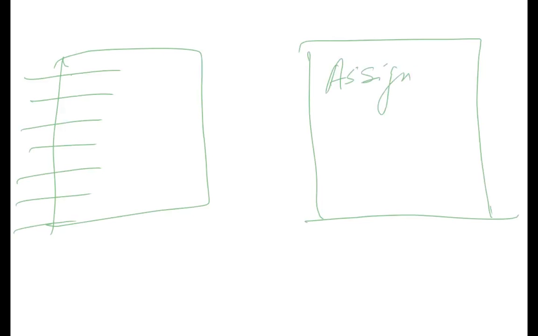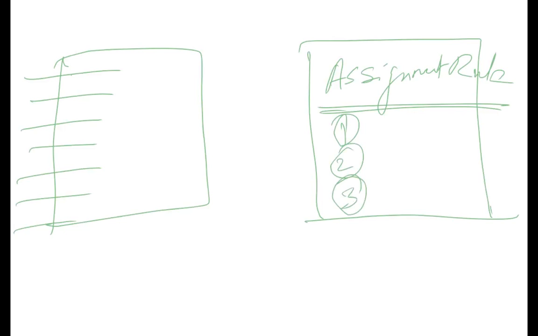Here, Salesforce gives us a thing called assignment rule. What is an assignment rule? Assignment rule is a step-by-step conditional check so that a case can be directly assigned to an owner. Owner can be a queue. Owner can be a user.